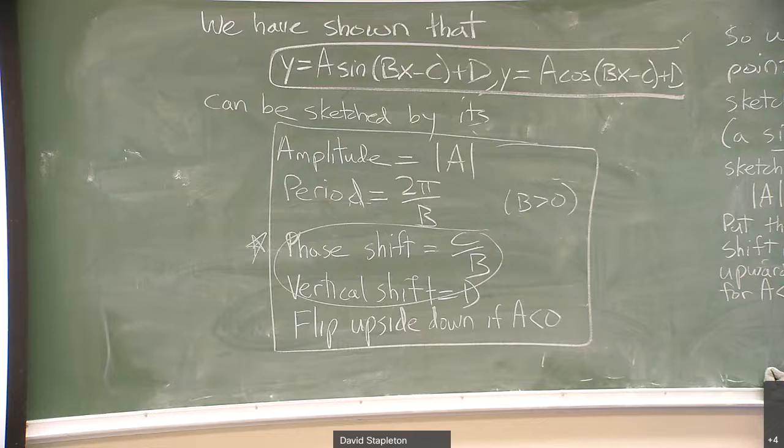Going up and down between the guidelines, completing one period in 2 pi over b units. Write that down: up and down between the guidelines. That's it. All right.